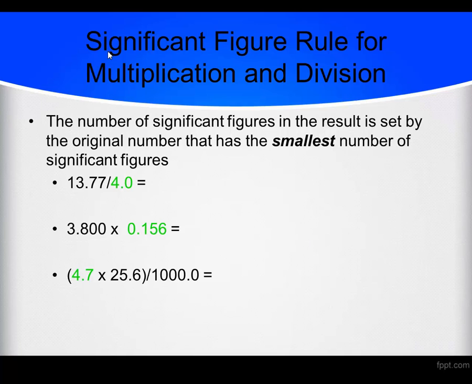And notice that this is for multiplication and division. Okay, so in multiplication and division, when we're going to get our final results, we're going to be looking at how many sig figs are in each of those numbers. So for instance, when I look at the number 13.77, I'm seeing a total of 4 sig figs. You guys agree with me? When I look at the number 4.0, I'm seeing 2 sig figs. Are we on the same page?